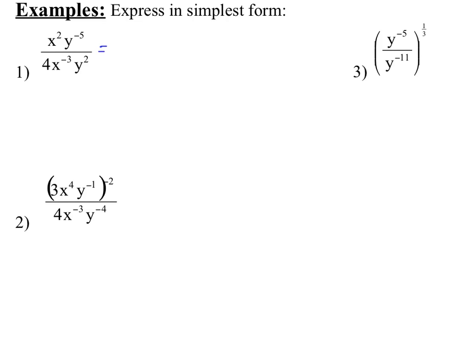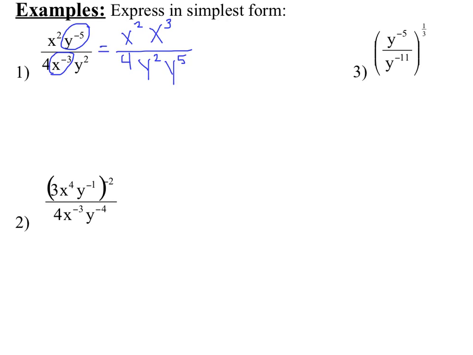So I'm going to write everything that's going to stay first. So x squared is going to stay, 4 is going to stay, and y to the second is going to stay, because they all have positive exponents or no exponents, so they don't move. y to the negative fifth has a negative exponent. So if it's negative in the numerator, it's going to move to the denominator. So it would be y to the fifth if I move it. And then x to the negative third has a negative exponent in the denominator, so I have to move it to the numerator for it to become positive. So I'd have x to the third in the numerator.